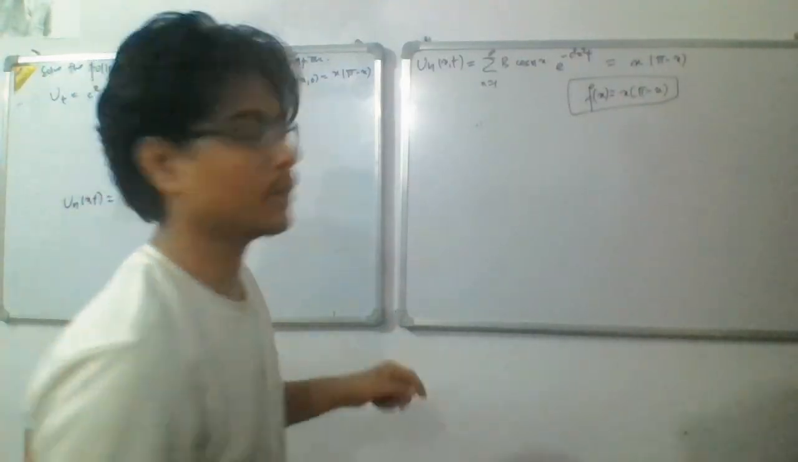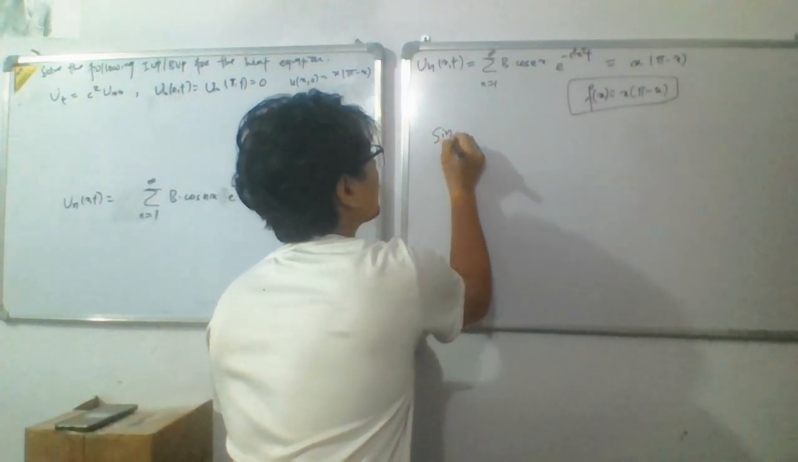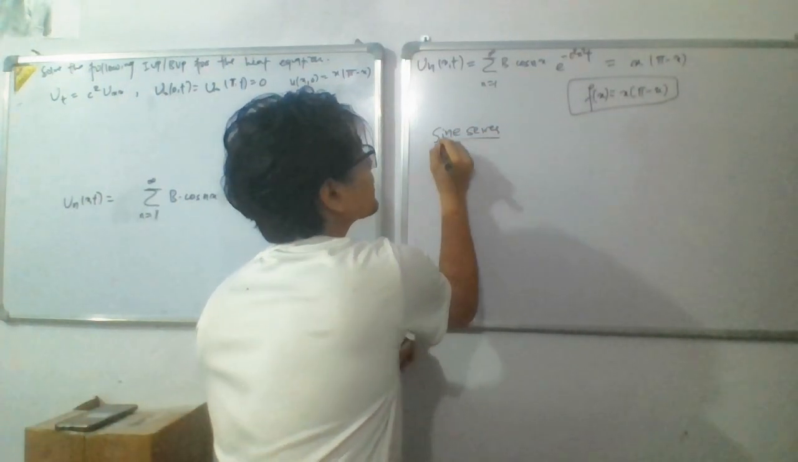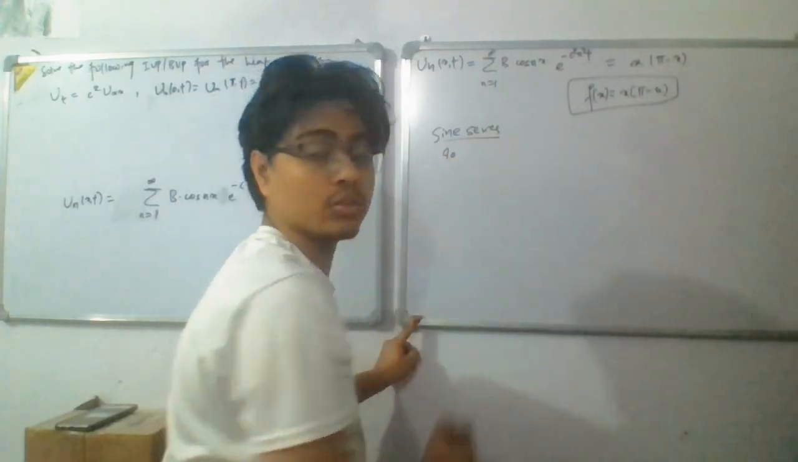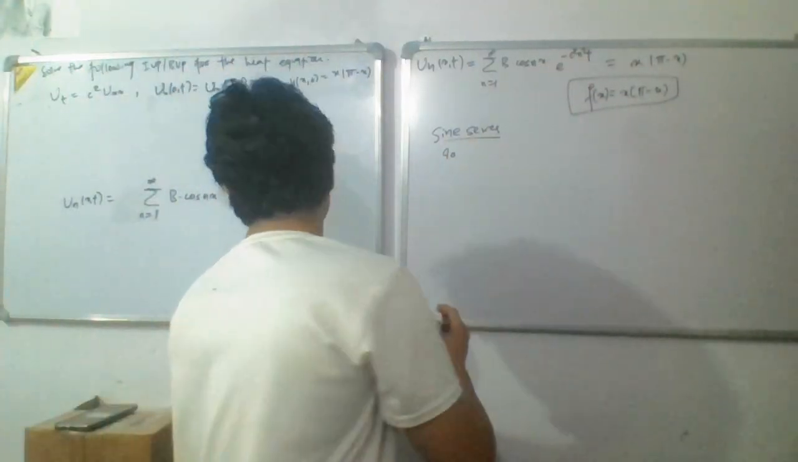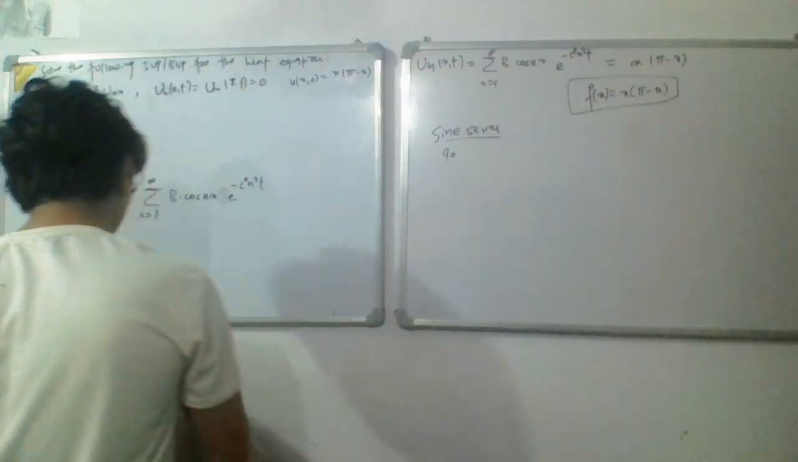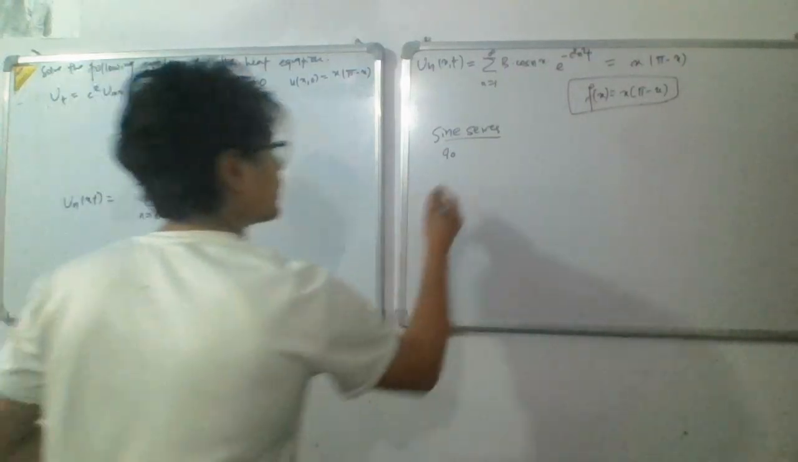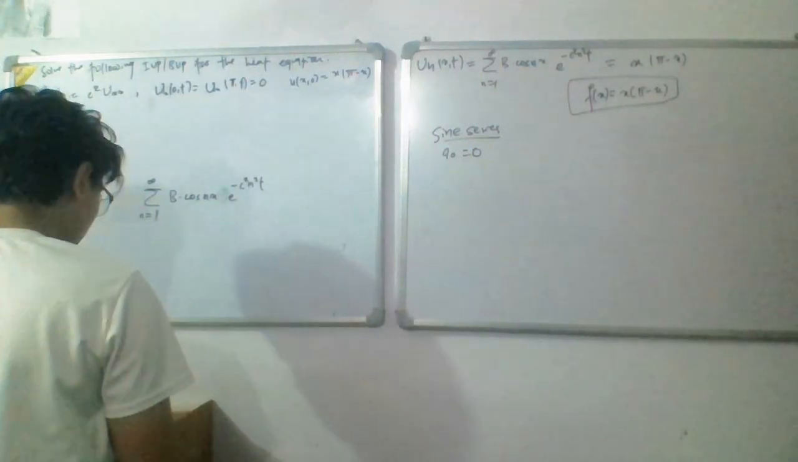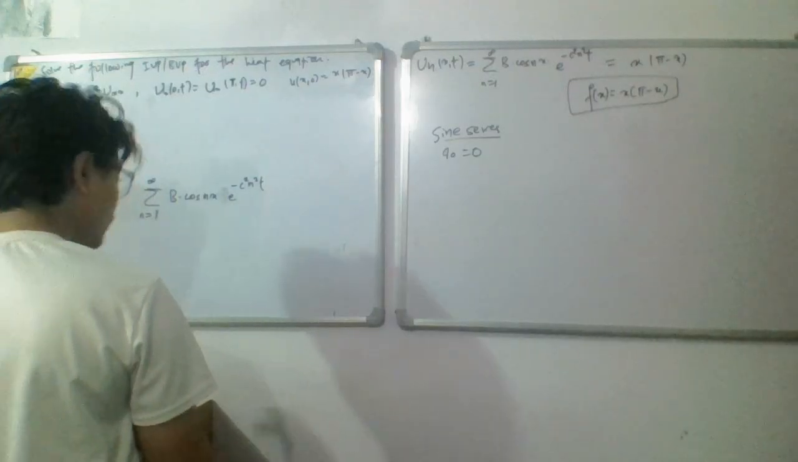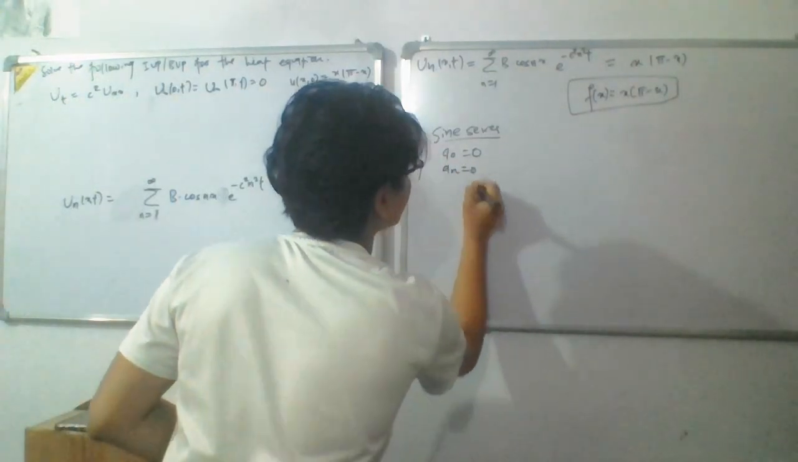If you remember the sine series, to find the sine series, sorry for that, we need to consider a naught to be 0, and we need to consider a n to be 0, right?